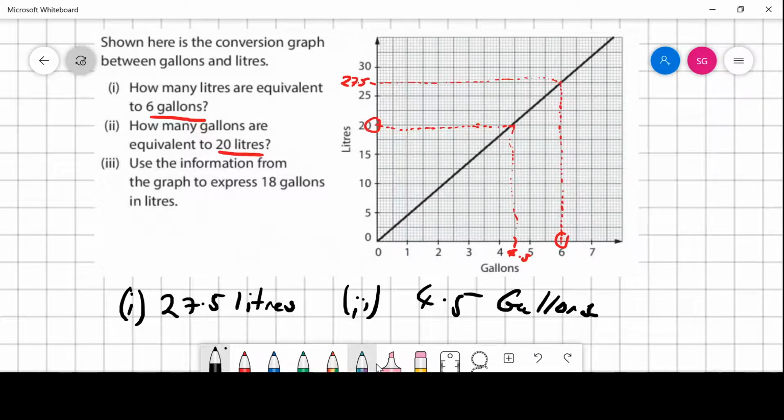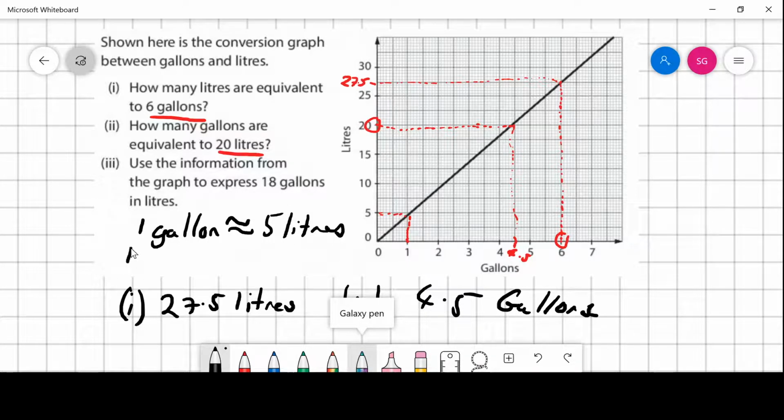Okay, so let's just look at 1. Let's do our units again. Let's go, okay, 1 gallon is approximately worth 5 litres. So 1 gallon approximately, remember that curly equals means almost, roughly, litres. So 18 gallons is going to equal, well, not quite equal, but approximately equal to 90 litres.